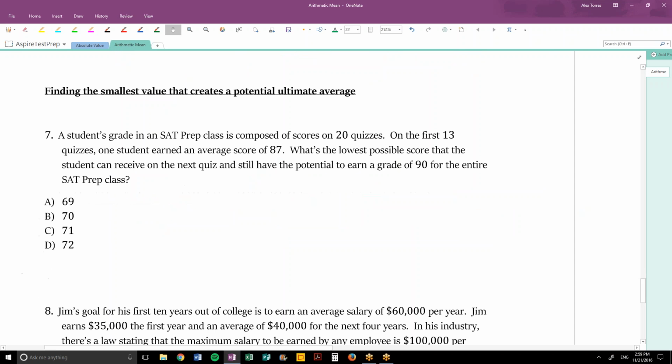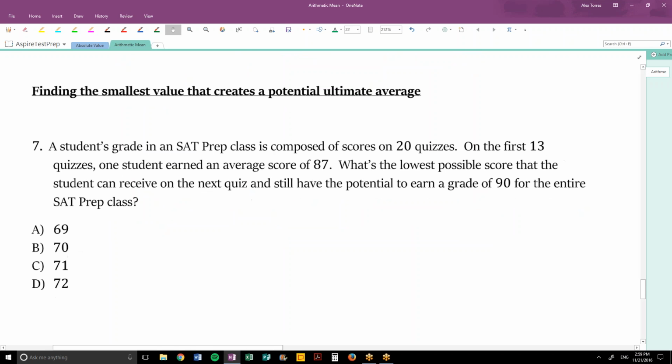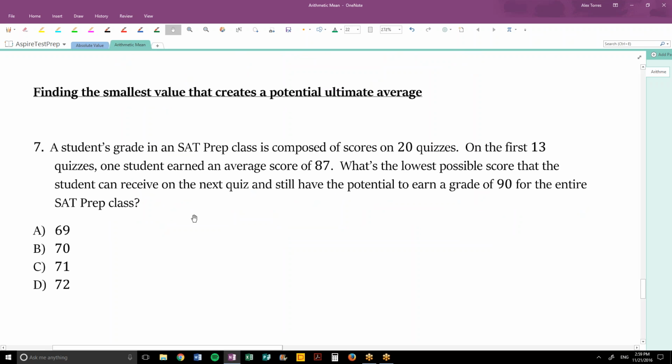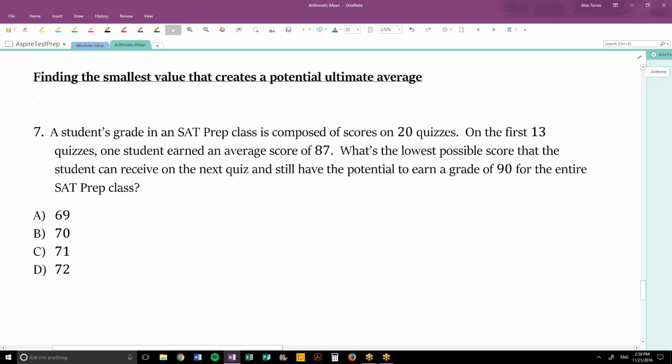Moving along, we have questions on finding the smallest value that creates a potential ultimate average. This is something kind of unique to the redesigned SAT, where we have to find out what number will allow us to have the potential to do something else. Now, having the potential is kind of interesting mathematically. If you're a certain way through your marking period and you want to say to yourself, well, am I still able to get a 95 average?